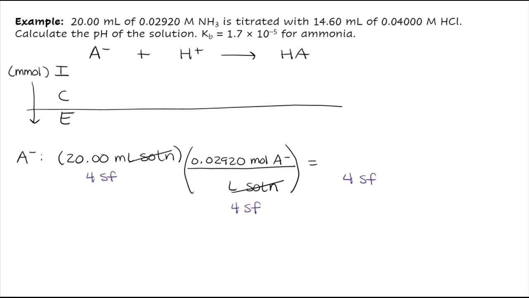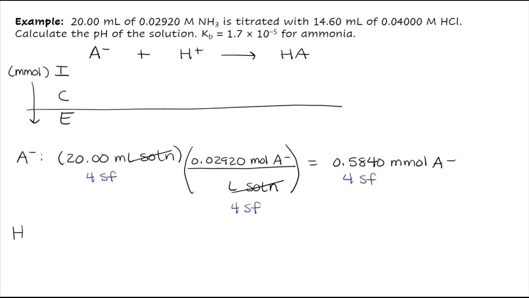Doing the math, 20.00 times 0.02920 rounded to 4 sig figs gives us 0.5840 millimoles of A-.